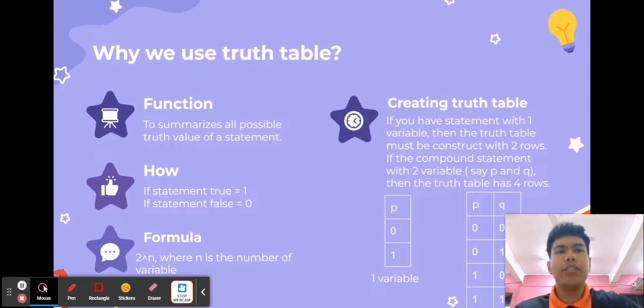And then if I have, let's say, two variables P and Q, then I need to do the equation 2 to the power of 2, so I have the answer 4. Then I need to make 4 rows to put the true values 0 and 1 in them.